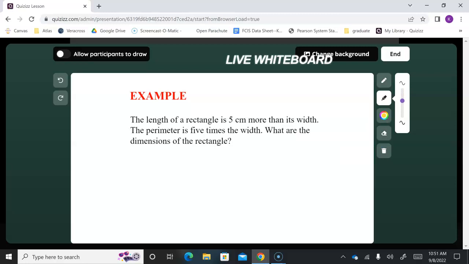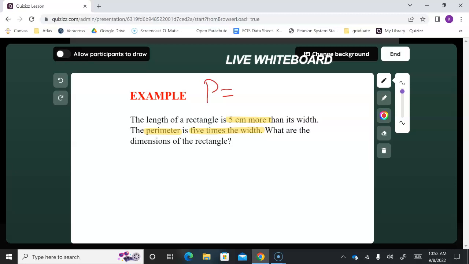All right. First, what are some important words or phrases in that problem that I should highlight? 5 times the width. Okay, that's good. 5 centimeters more. Okay, that's a really big one. Let's pause on that one for a second. How do I find the perimeter of a rectangle? Add all the sides. Okay?